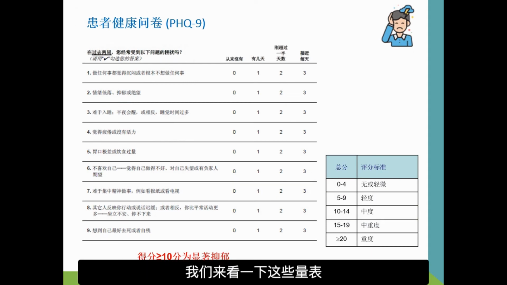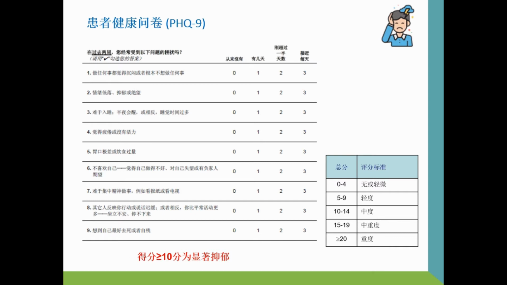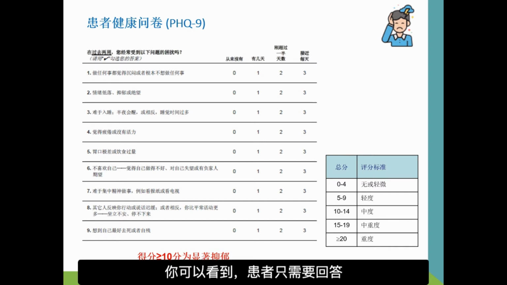So just to show you these scales, here is the Patient Health Questionnaire, or the PHQ-9. It's a simple 9-item scale that follows the DSM-5 criteria for a major depressive episode. And you can see that the patients just answer over the last 2 weeks, how often have you been bothered by any of the following problems? And they rate themselves in terms of how many days of the past 2 weeks that they have experienced these symptoms.